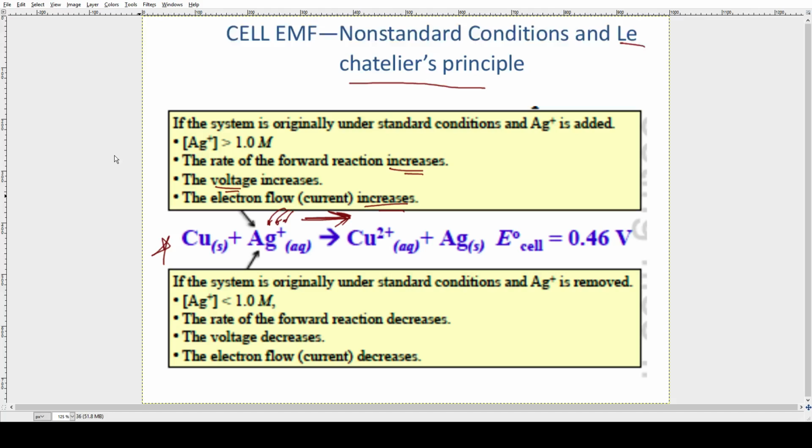However, if we do the opposite, what if we were to remove some silver? Then the reaction goes, oh no, that's not good. I want more silver in order to be at equilibrium. So it shifts back. So the rate of the forward reaction will decrease because the reverse has increased instead, which means the voltage will decrease, which means the electron flow will decrease. So voltage is related to how quickly the forward reaction is moving.